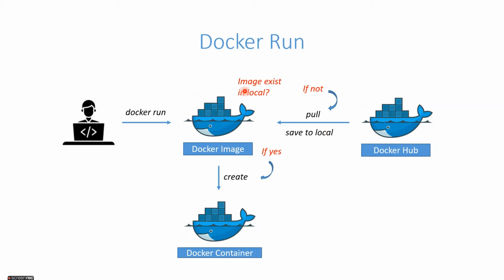Next is docker run. When we run the docker run command, it will first check if the image exists in our local or not. If the image exists in our local, it will create the container based on this image. But if the image does not yet exist in our local, it will pull from Docker Hub and save to our local, and then create the container based on that image.